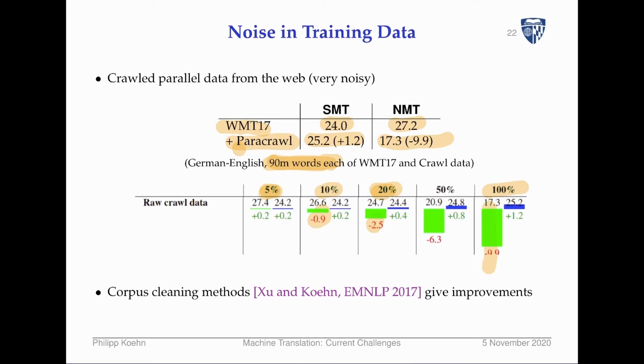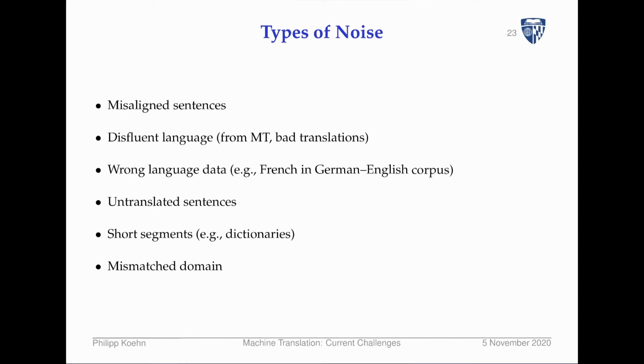So that triggered a lot of interest in corpus cleaning methods. I'm citing here one paper that is one of the early papers that was motivated by this research. But we'll come back to this in a future lecture on crawling the web for data, where corpus cleaning has become one of the key contributions to make this successful. So here we are more interested in why is this happening? What kind of noise is harmful for neural machine translation training?